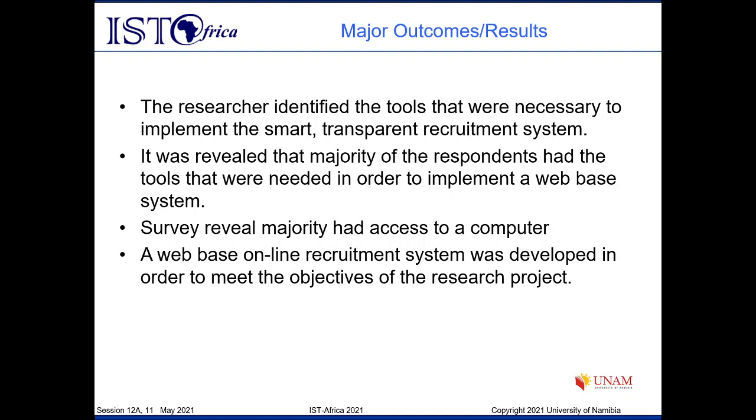The researcher identified tools that were necessary to implement the smart, transparent recruitment system. The objectives were met by identifying the factors that lead to delays in the government recruitment system. The project achieved its main objective of developing a smart, transparent, merit-based e-recruitment system by producing a web-based system that can be used to do recruitment. The resulting system allows the government to advertise vacancies and set up a questionnaire in which the candidate has to participate when applying for a job.